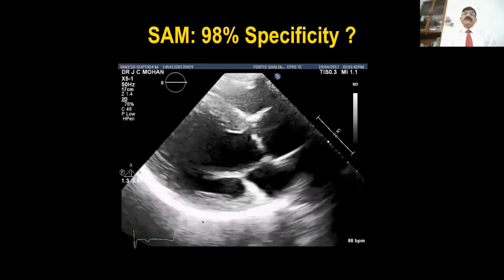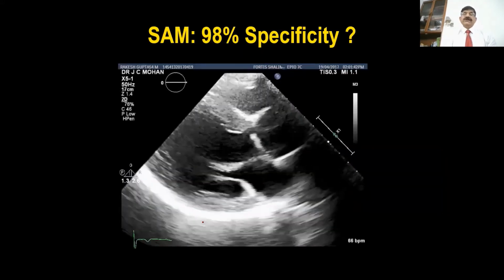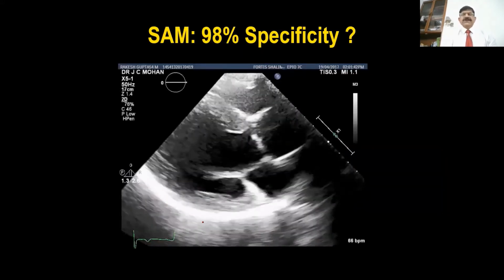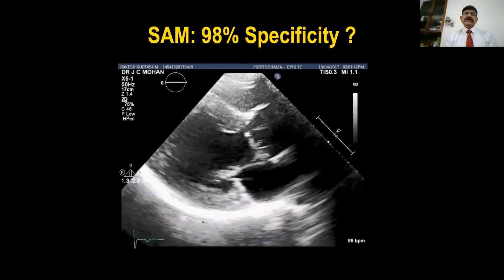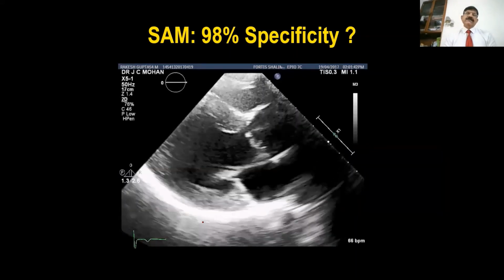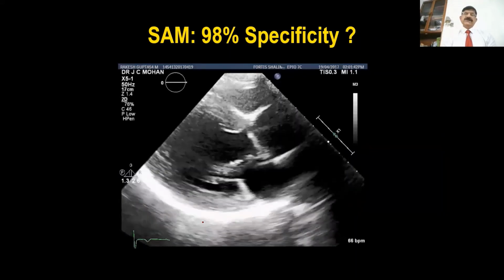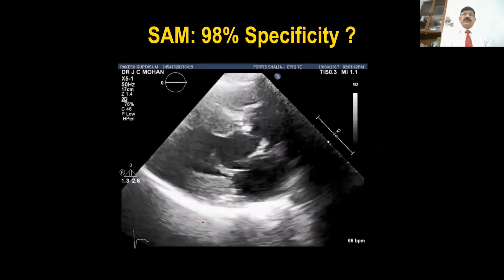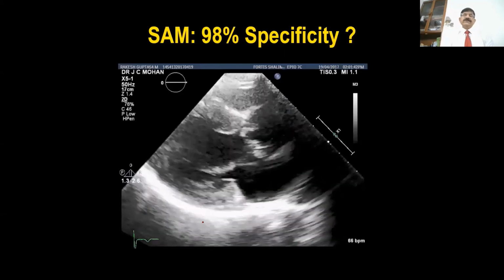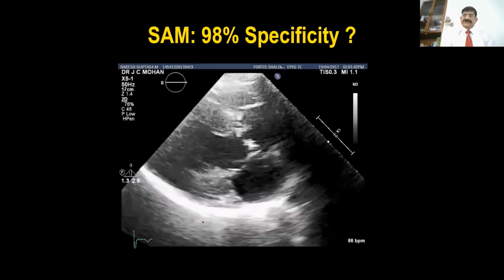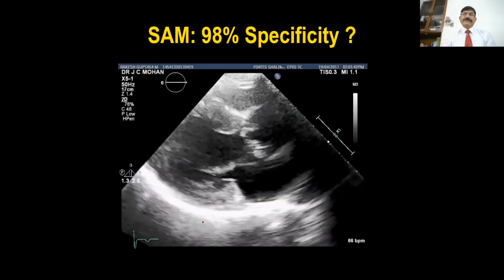SAM, we need to actually talk about systolic anterior motion. There are plenty of mechanisms of SAM, but usually SAM is because the AML and cords are long and lax, and usually the anterior papillary muscle is more anteriorly placed and abnormal, and it is no longer because of Venturi phenomena. The drag is something different. However, SAM is supposed to have a specificity of about 98%.